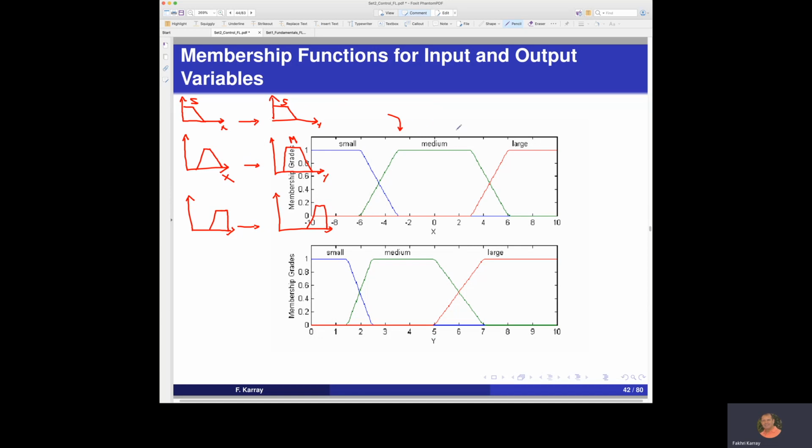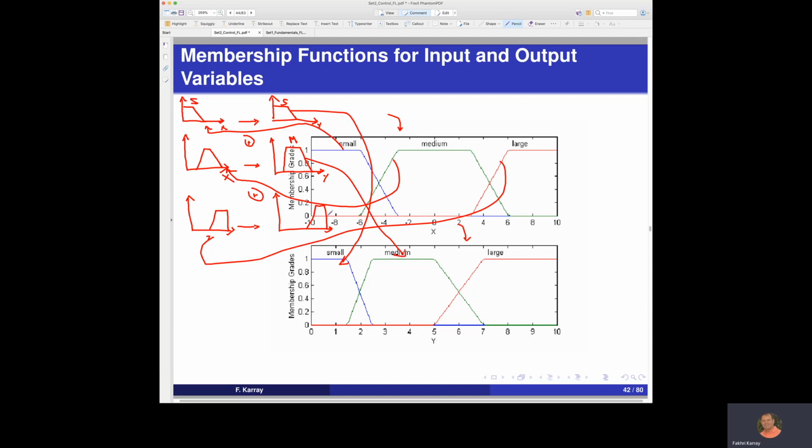So basically what we did, we have amalgamated all these rules here into one single figure. Okay, so this is one single figure for the antecedents, and this is for the consequent. But the blue here is related to this. The medium here is related to this, and the large here is related to this. Okay, so the same thing here: the small pertains to this here, the medium pertains to this one here, and the large pertains to this large.